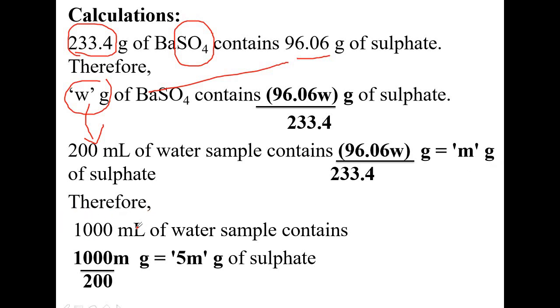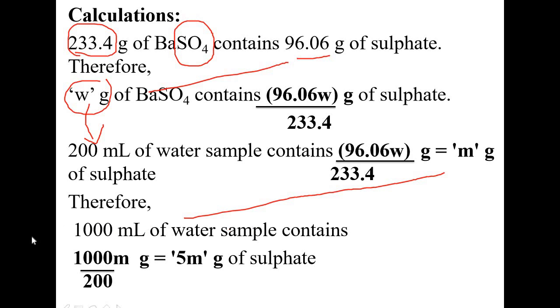And suppose you want to calculate how much sulfate is there in a liter of water. So 1000 ml of water sample contains how many gram of sulfate? You need to do the cross multiplication again. 1000 into M divided by 200. That becomes 1000 M by 200, which is equal to 5 M gram of sulfate. This is not to be read as 5 milligram, it is 5 M gram of sulfate. So by knowing how much weight of barium sulfate we have got, we can calculate how much sulfate is present. This entire method is very easy.